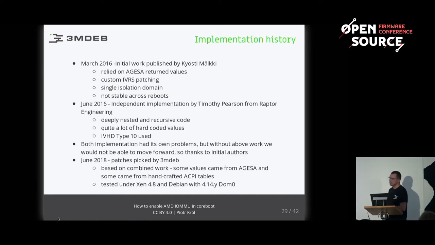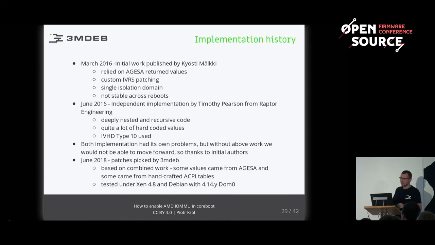The initial implementation was made by two people, Kiosti and Timothy, well known in the coreboot community. Kiosti's implementation, in 2016, relied mostly on AGESA, which is kind of an FSP for AMD. He just relied on values returned by AGESA, and I will show you that this was not exactly correct, because AGESA has a broken version of this table and doesn't care about setting it up correctly. Then there was binary patching of this IVRS structure, which also didn't help the community much.